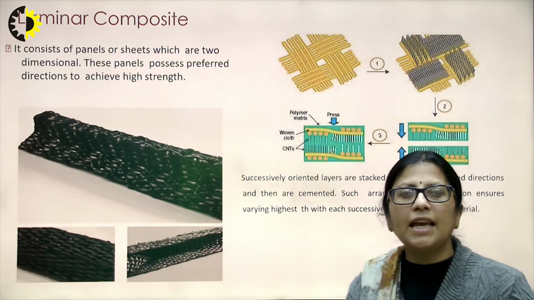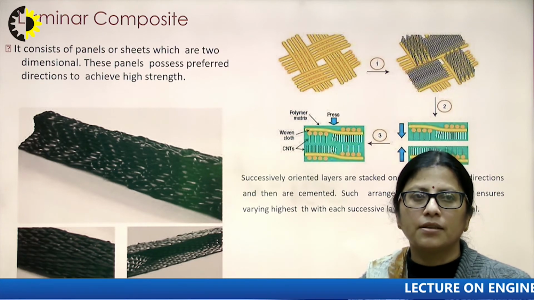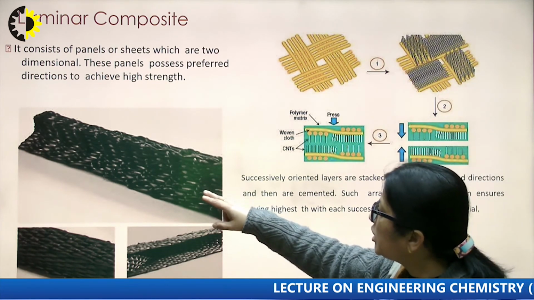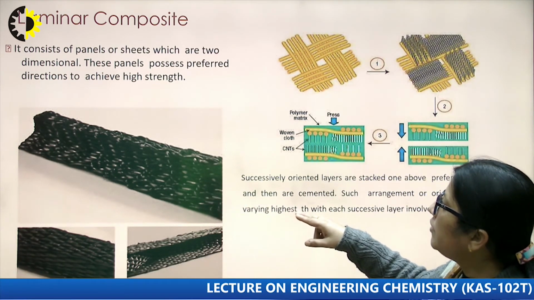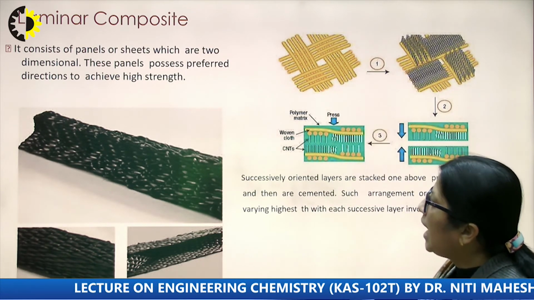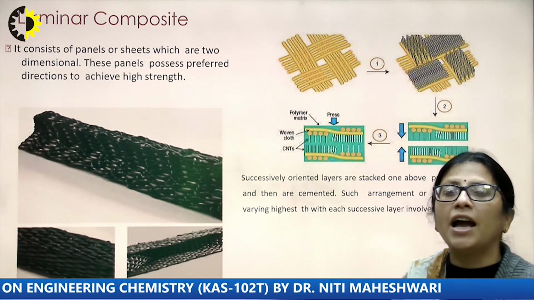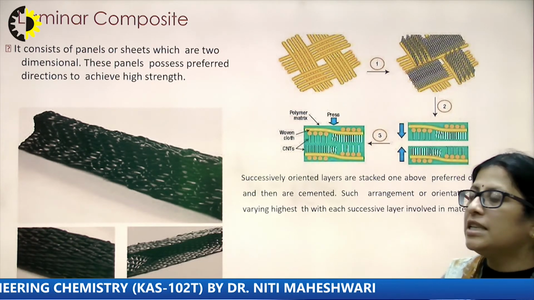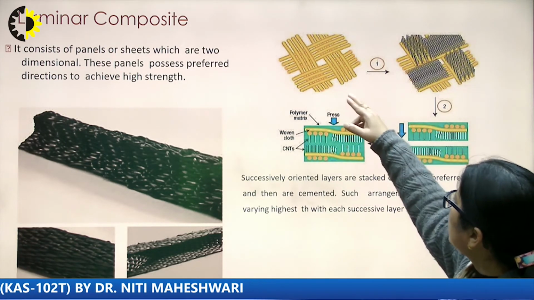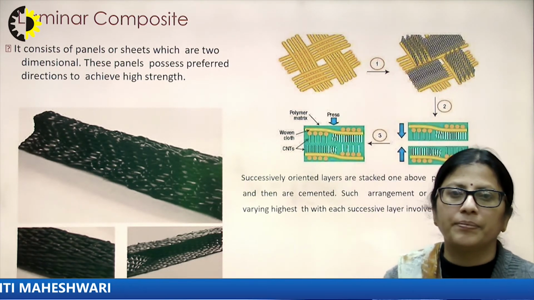Now, in the case of laminar composites, it consists of panels or sheets which are two-dimensional. Here you can see the thin sheets which are there in case of laminar composites, and these thin sheets are two-dimensional, and these panels possess preferred directions to achieve high strength. So these panels are going to be aligned in a preferred direction so that we can achieve high strength.